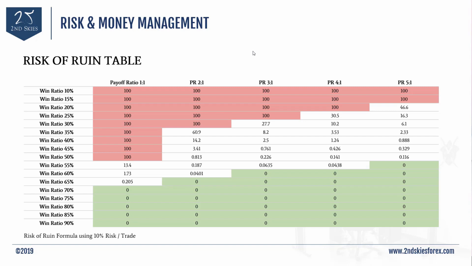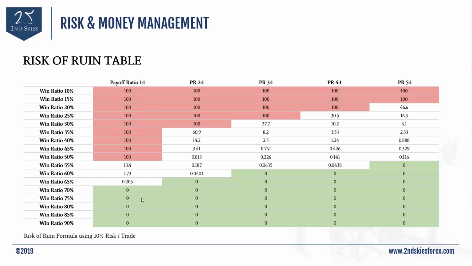Payoff ratio simply refers to how much you are gaining on average per trade when you win. So if it's 1 to 1, then that means if I'm risking $1,000, on average, I'm gaining $1,000 per trade. 2 to 1 would be if I'm risking $1,000, on average, I'm making $2,000 per trade. 3 to 1 is for every $1,000 I'm risking, I'm making $3,000, and so forth, 4,000 and 5,000.